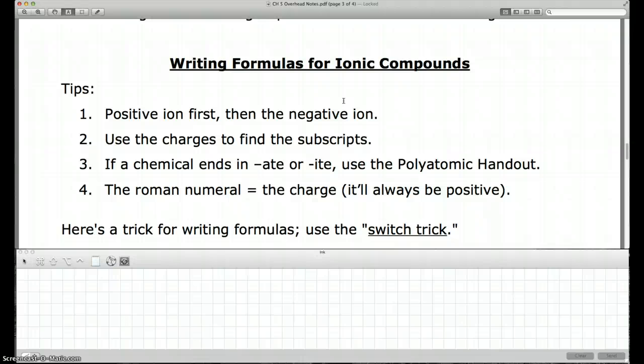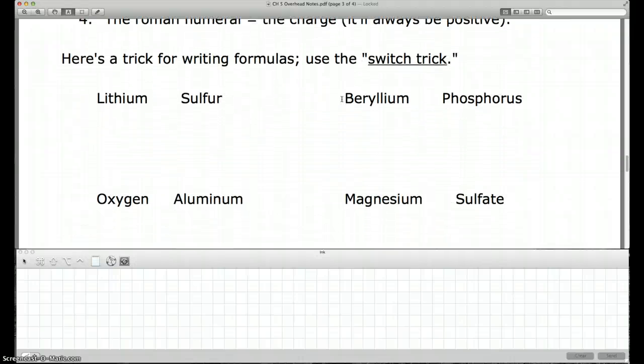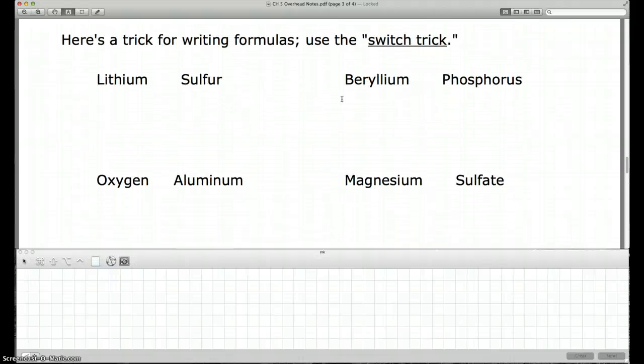Roman numerals equal the charge. Some of this stuff will be a little confusing at first, but once we get into it, I'll come back to these tips. So let's just jump right in. What I'm going to teach you how to do is something called the switch trick.